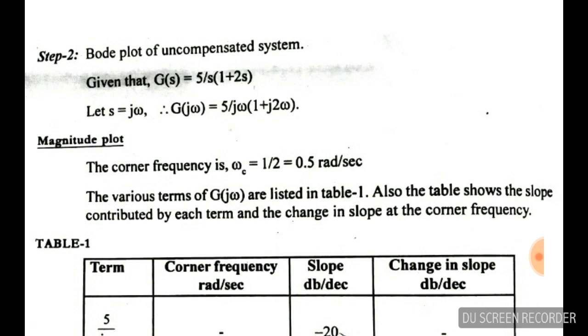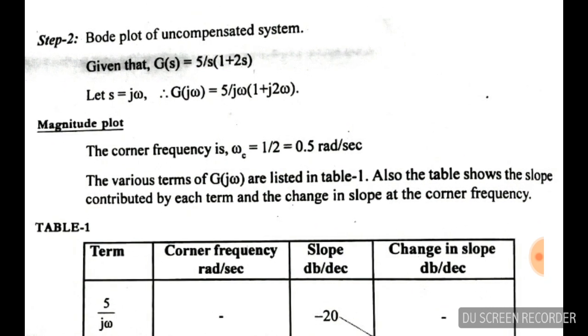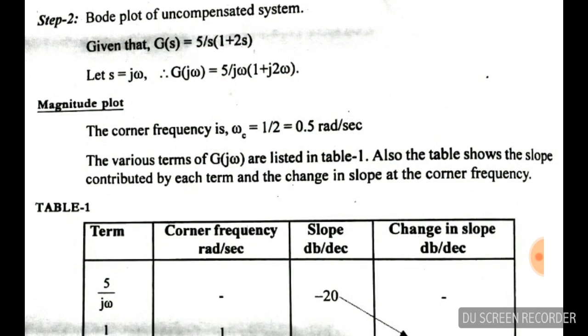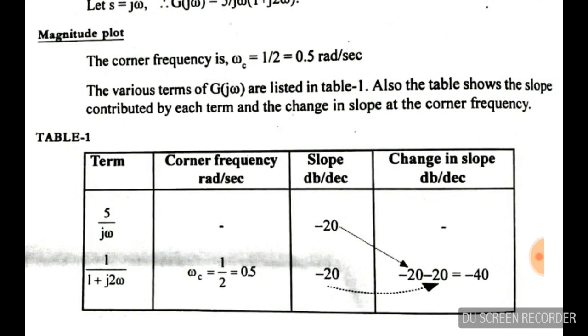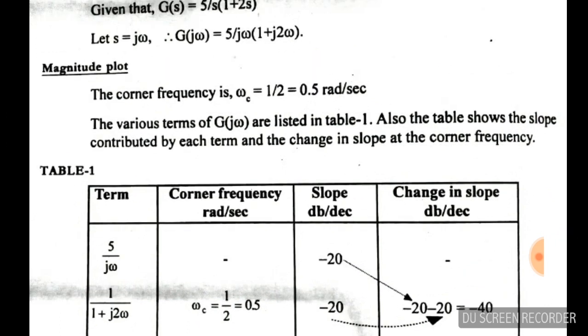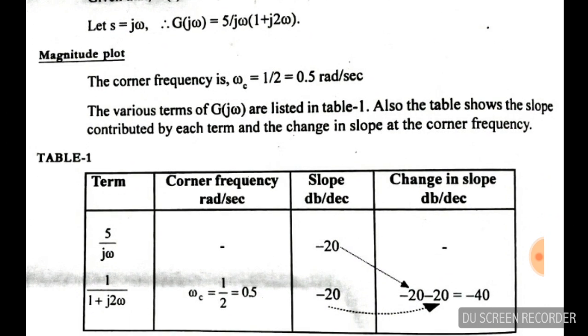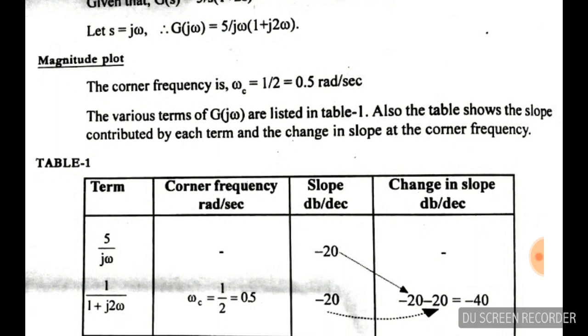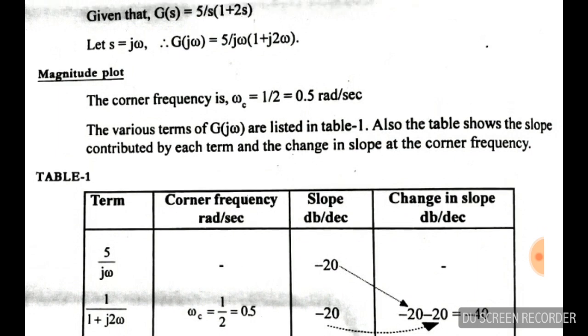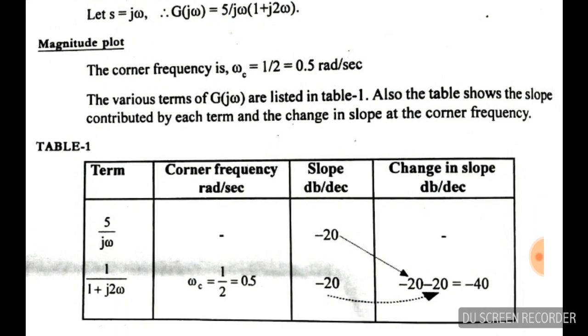I guess everyone will be familiar with the Bode plot designing. We need to find the corner frequency. So the corner frequency is 1 by 2.5 radian per second, and the usual steps: write the term, corner frequency, slope, change in slope. For 5 by j omega, the slope is minus 20 because j omega is a part of the denominator. If j omega is in the numerator, or if it is a zero, then the slope will be positive 20. If j omega square is in the denominator, it will be minus 40, and if j omega square is in the numerator, it will be positive 40 of slope.